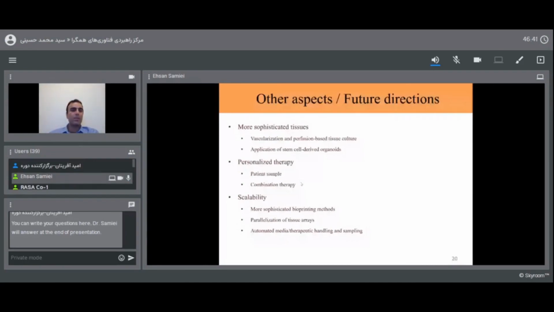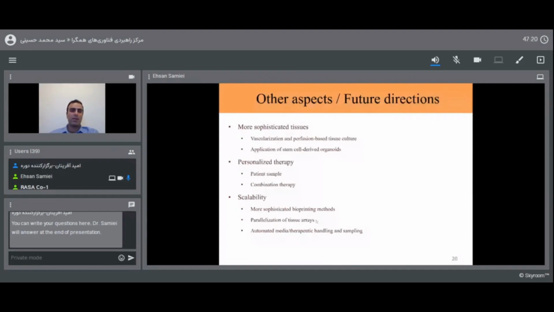Then the scalability of these tumor-on-chip models can be improved by using different methods. For example, more sophisticated bioprinting techniques, which develop tissues more rapidly in a shorter period of time, can be used for scaling up the production rate of tumor-on-chip models, or in general, organ-on-chip models. Parallelization of the tissues could be a way, for example, using 96 or 48 well plates, where multiple samples are in the same plate and can be used for systematic study.